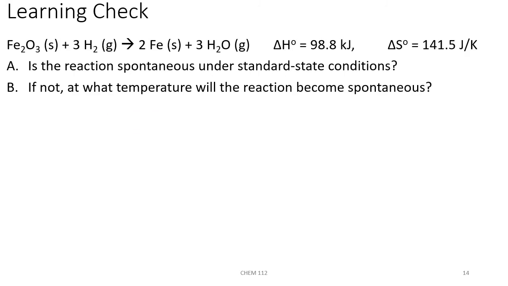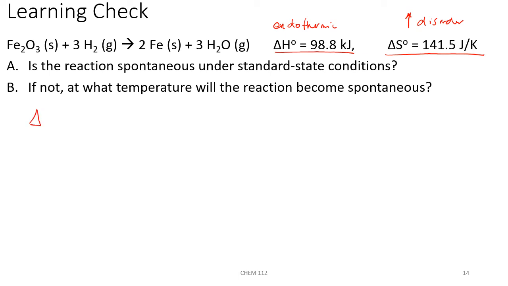For the reaction given, is the reaction spontaneous under standard state conditions? And if not, at what temperature will the reaction become spontaneous? We were given the enthalpy of 98.8 kilojoules and the entropy of 141.5 joules per Kelvin. We have a positive value for delta H, which tells us that this reaction is endothermic. And we also have a positive value for our entropy, which tells us that there's an increase in disorder going from reactants to products.